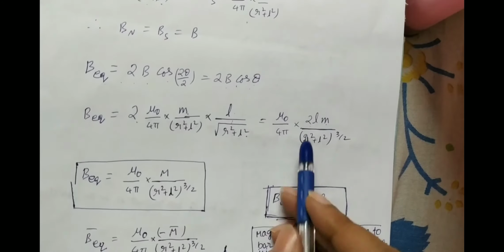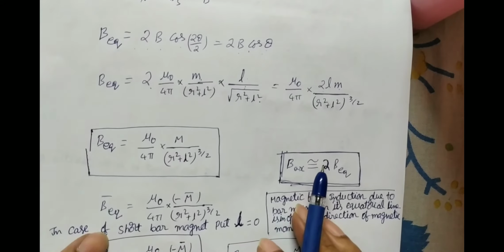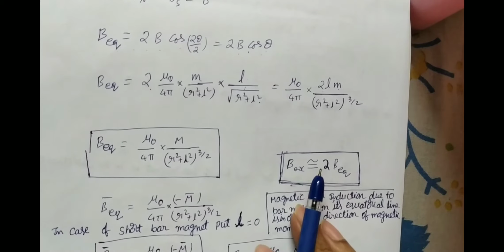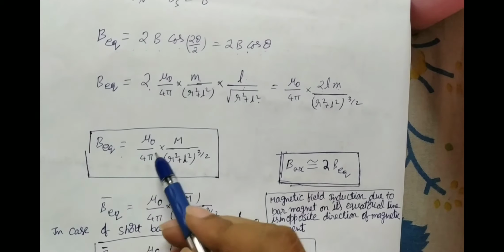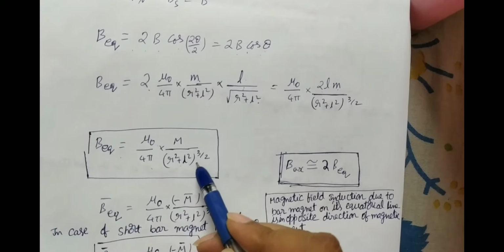Now in place of 2lm we can write capital M, magnetic moment. So what is magnetic field induction due to a bar magnet on its equatorial line or bisector line? That is B equatorial is equal to mu naught by 4 pi, M by r square plus l square whole power 3 by 2.